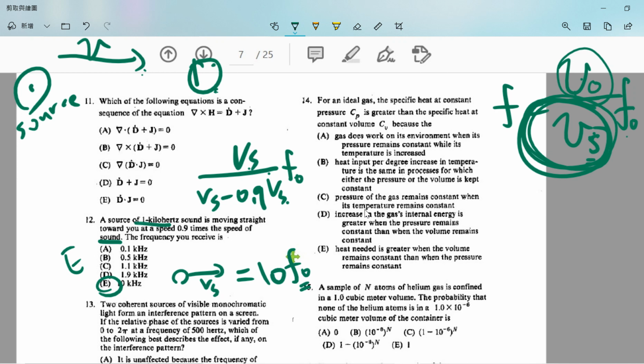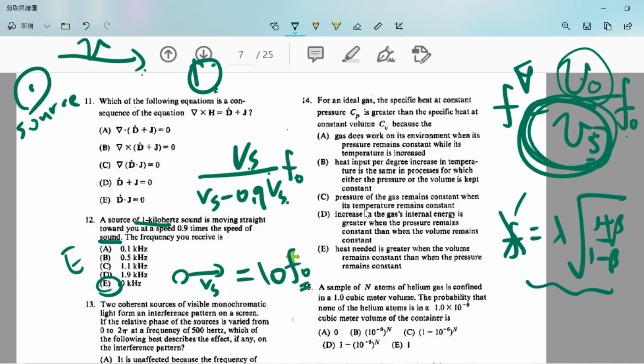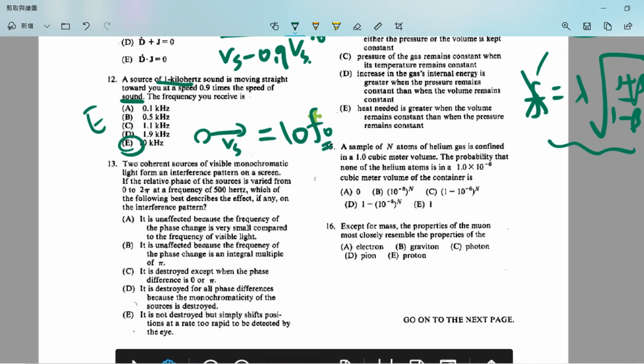Okay, so this formula you need to remember, and you also need to remember another formula, the light Doppler effect, which is also very important in the subject GRE. I guarantee you, there's probably a 90% chance that when you go to the test you will see similar problems.